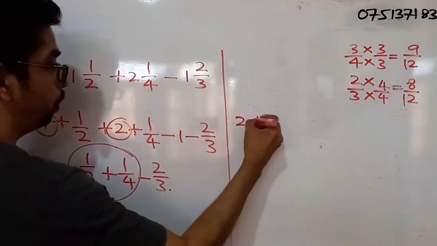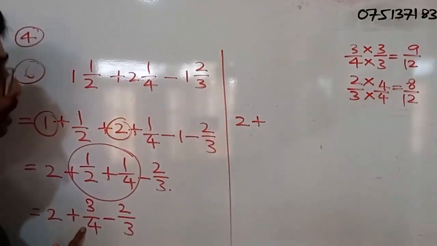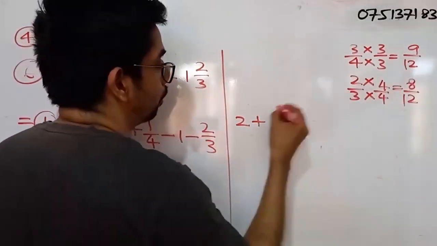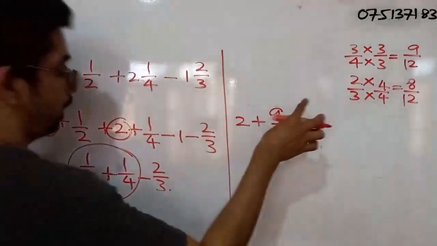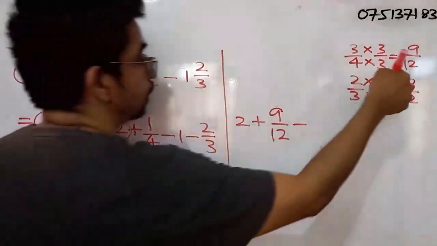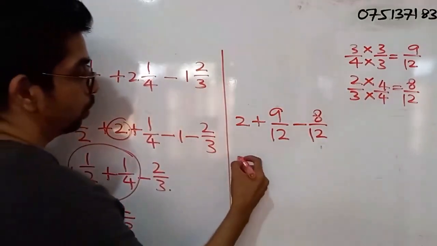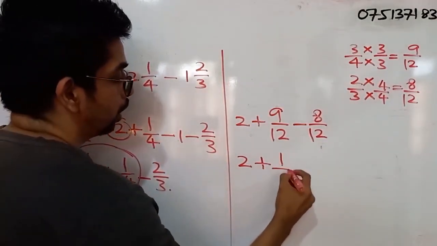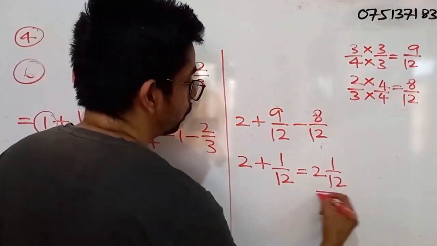So 2 plus. Now instead of 3 by 4, I can use 9 by 12. Right? 9 by 12 minus, in the same manner, instead of 2 by 3, I can use 8 by 12. So 8 by 12. Right? So 2 plus 1 by 12, that means what? 2 and 1 by 12. So that is the answer. Right?